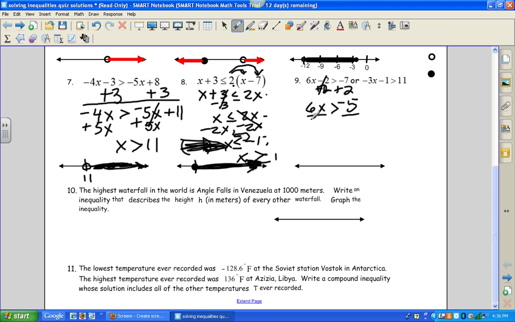Then we're going to divide both sides by 6 because x is being multiplied by 6, so x is greater than -5/6. Then we move to the inequality on the right. Then we're going to divide both sides by 3. So x is being multiplied by 3. X is greater than 4. So here we have from -5/6 to +4.